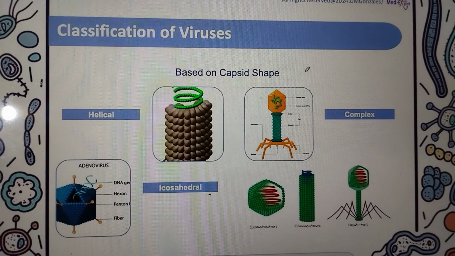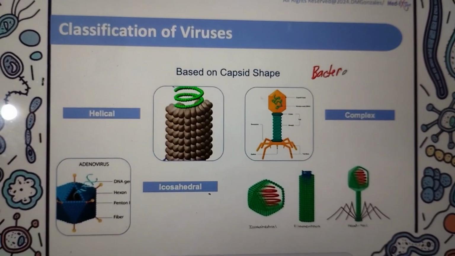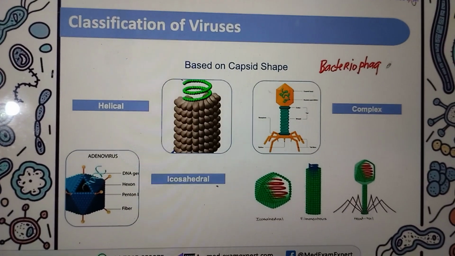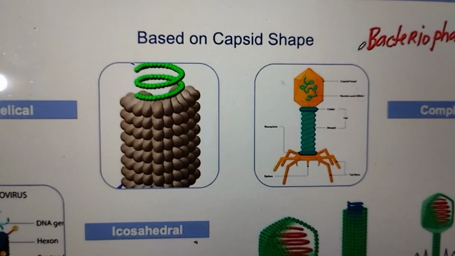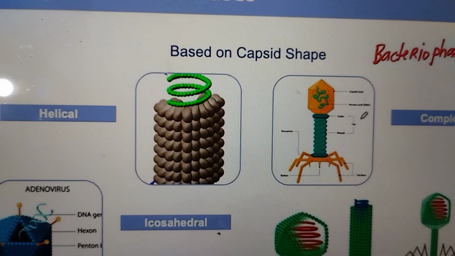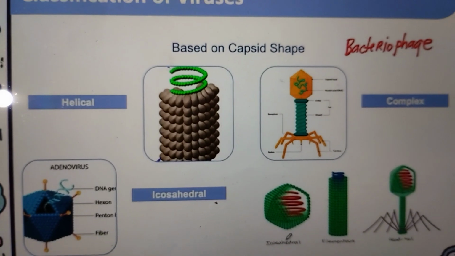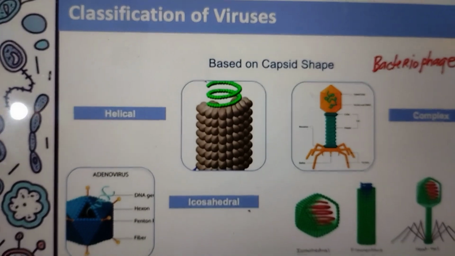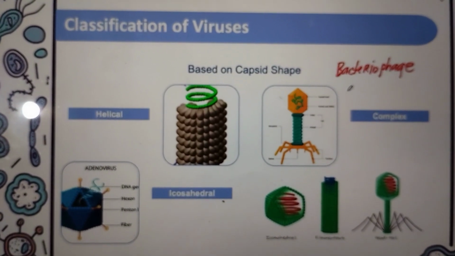Okay, this one is your bacteriophage. A bacteriophage is a virus that is invading the bacteria. That's why it's called bacteriophage. So it has a complex capsid shape. It has an icosahedral head, a helical body, and it has a tail. So it looks like a robot. This is the shape of a bacteriophage.